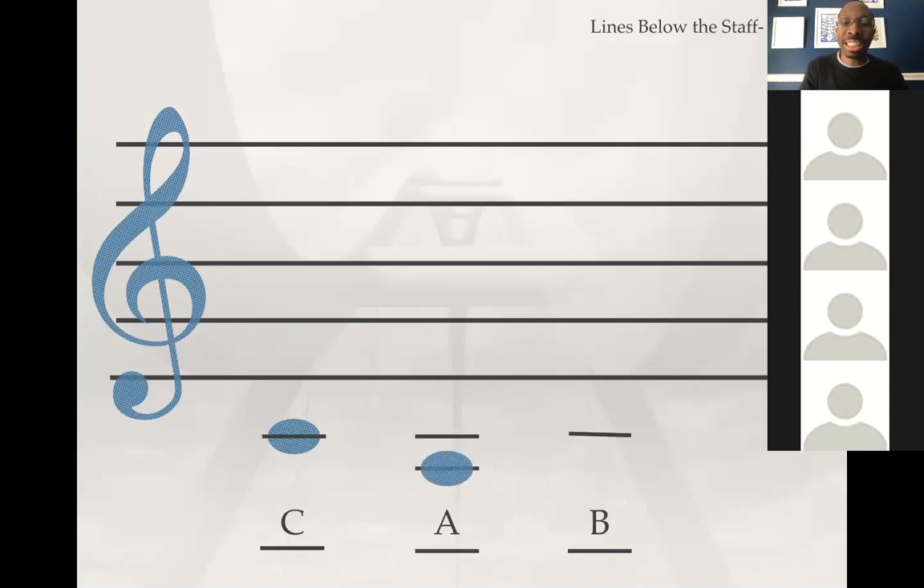And then finally, how to make a B. All right, so I see a ledger line there for C. And what do we do? Do we need more ledger lines? No, we don't. We're just gonna draw the B right under that.